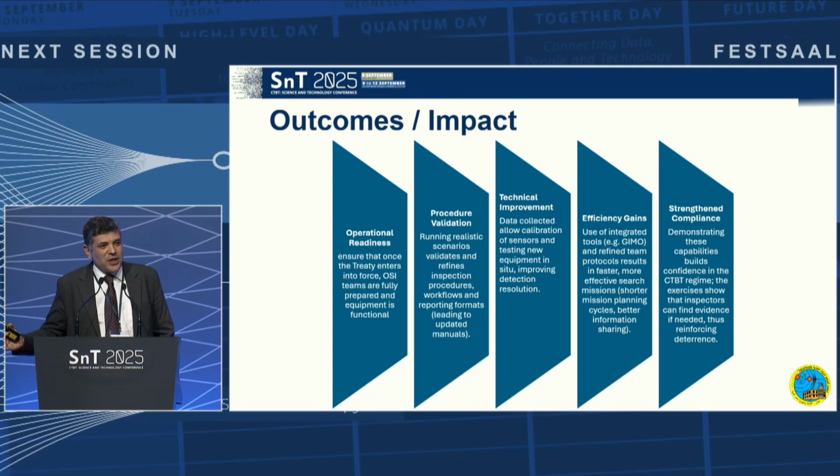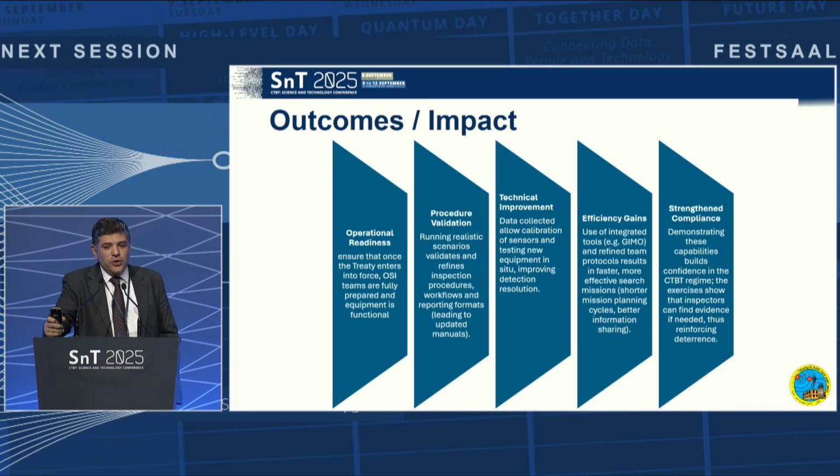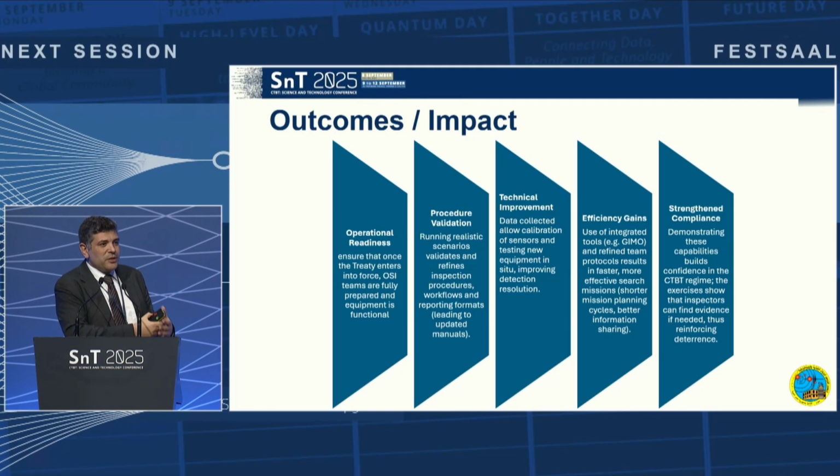What are the outcomes of such field exercises or field tests? Of course, operational readiness, which is very important to test how ready we are to conduct on-site inspection. Procedure validation: we have a lot of procedures, not only high level like the operational manual, but going down to work instructions, to standard operation procedures. All of this needs to be tested, especially that we are conducting this at an operational layer, in an integrated manner.